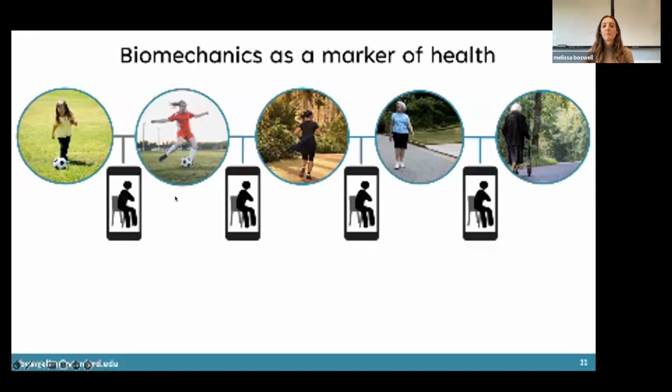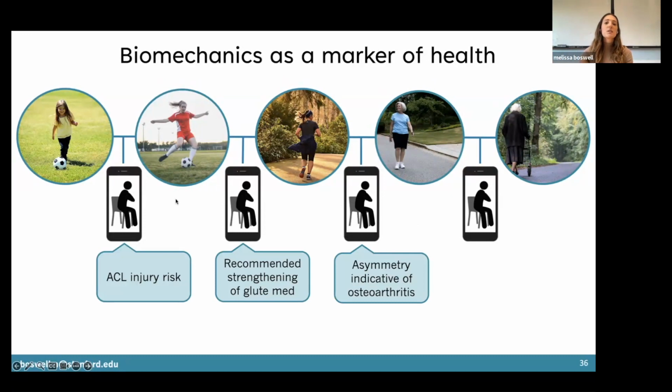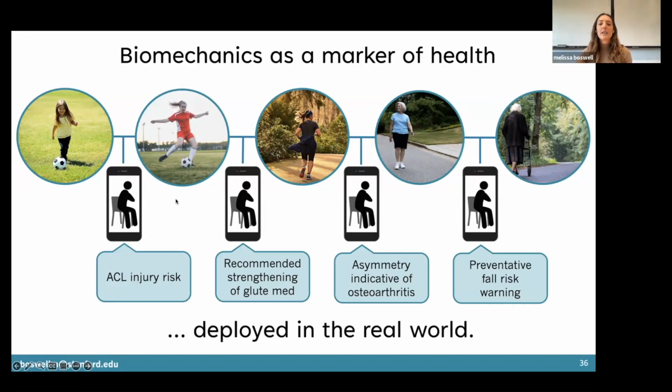So with these tools, for example, we may be able to detect ACL injury risk, recommend specific strengthening programs, detect osteoarthritis, and even prescribe personalized gait modifications or interventions, and warn individuals at risk for falling. And in this way, we can really apply biomechanics in the real world to help people move better and safer and leverage biomechanical measures as a new biomarker of health.